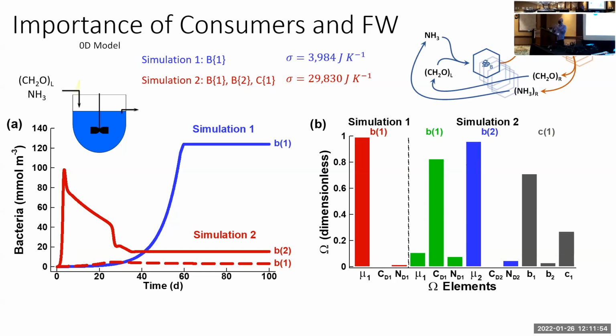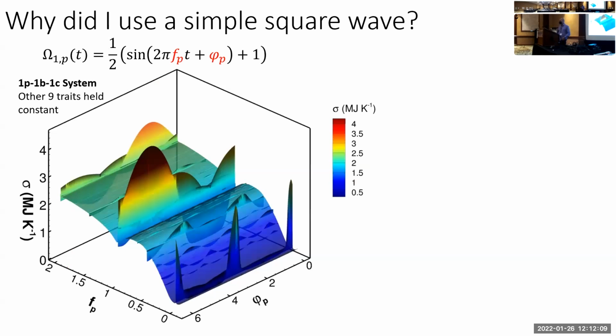So here's where you have a little bit of a change in the configuration of the food web, which basically allows the system to recycle nutrients much more effectively, and as a result, is much better able to dissipate energy. Now, going on here, going back to that square wave function I used, right?